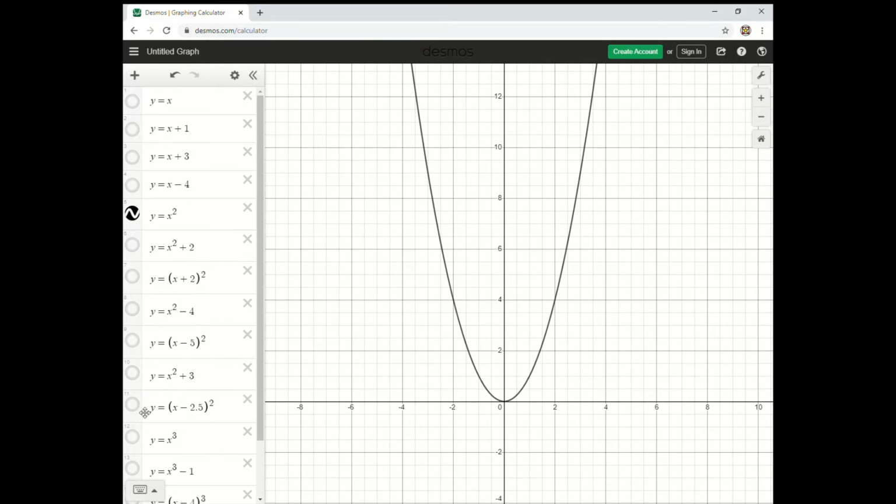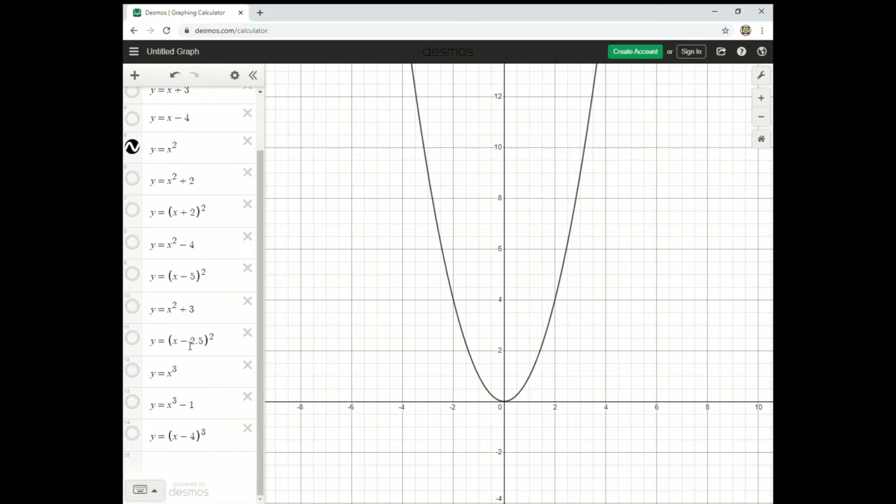With this one, I've now got y equals (x minus 2.5) all squared. Well, minus 2.5 is inside the function. I'm going to be squaring the whole thing. Hence, this is going to be left-right in the x direction. And of course, it's minus 2.5, and it's going to do the opposite of what I would expect it to do. This means we're going 2.5 places to the right. Let's draw the graph. There it is. Excellent.